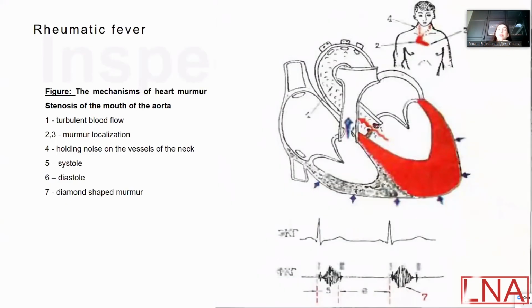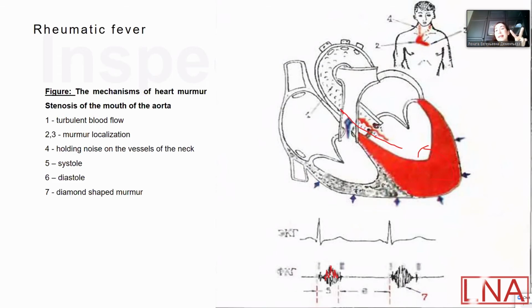About the mechanism of development of the murmur in aortic stenosis. It's a turbulent flow from the left ventricle to the aorta. Yes, and it is turbulent flow during systole, so it will be a systolic murmur. Yes, such a diamond-shaped murmur. The systolic murmur lies between S1 and S2.